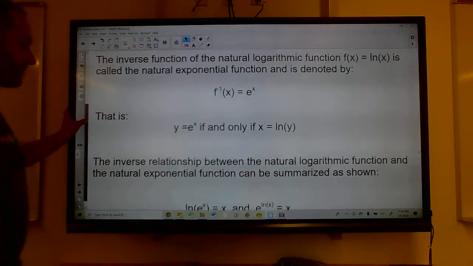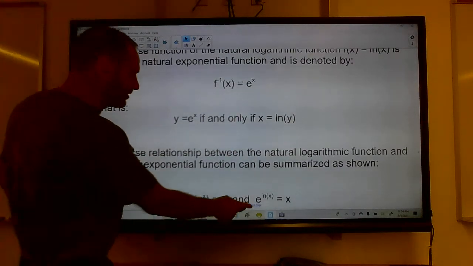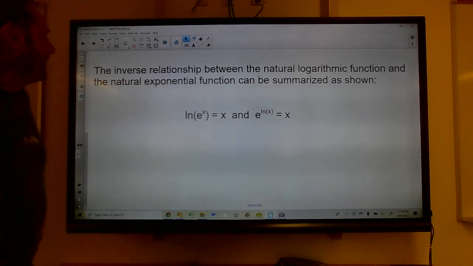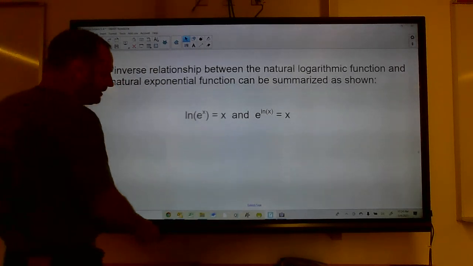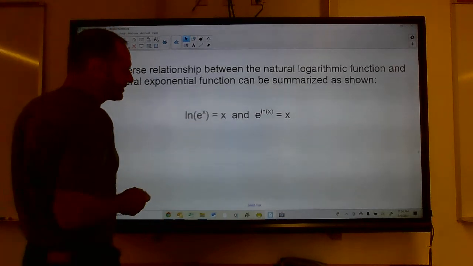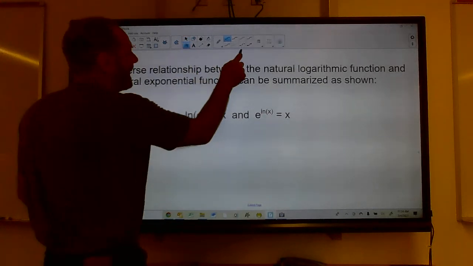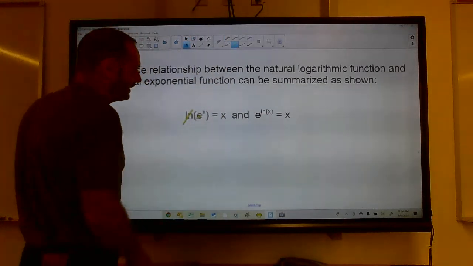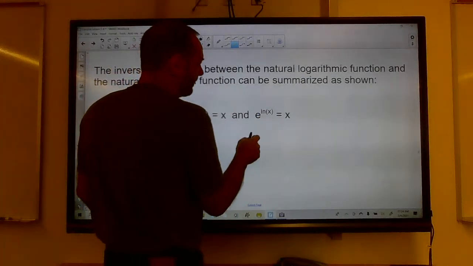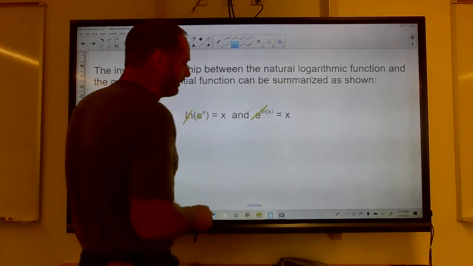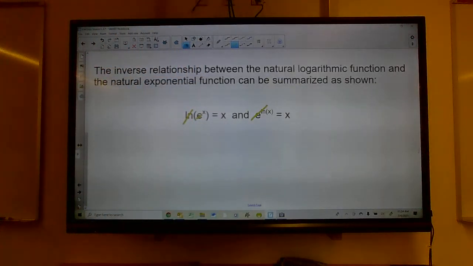The inverse relationship between the natural logarithmic function and the natural exponential function can be summarized as follows. The natural log of e to the x is just x. So essentially what happens is the natural log and the e cancel out. And e to the natural log of x equals x. So again, those cancel out right there.